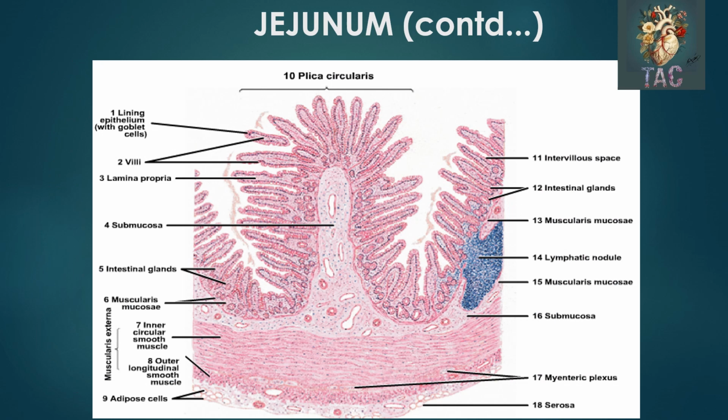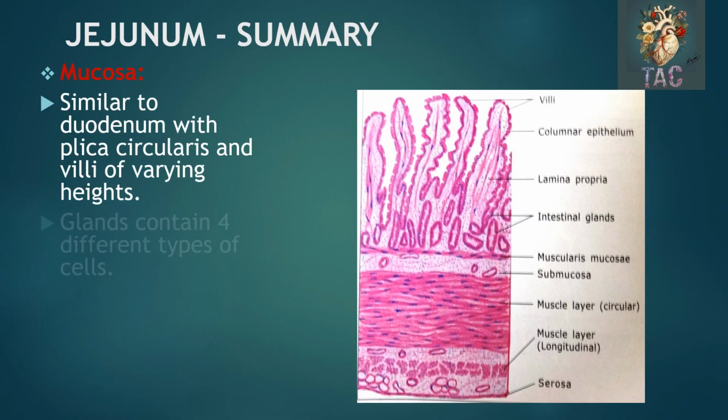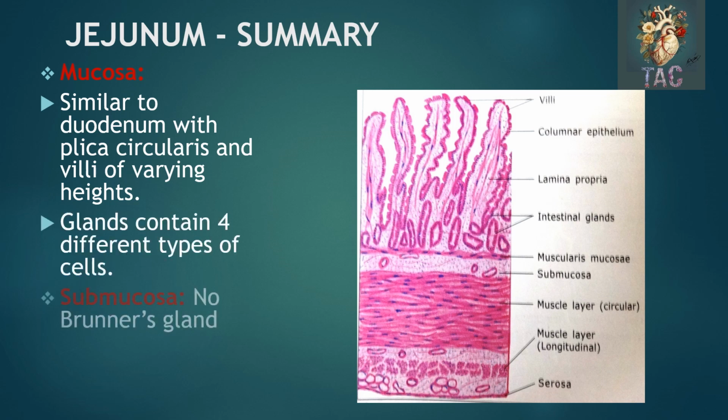In the diagrammatic presentation again, this is the plica circularis, a fold of the mucosa with a core of the submucosa, the villi, the intestinal gland, the muscularis mucosae, the lamina propria, the submucosa and muscularis externa, and then the serosa. The same diagram shows all the same features as I have already described.